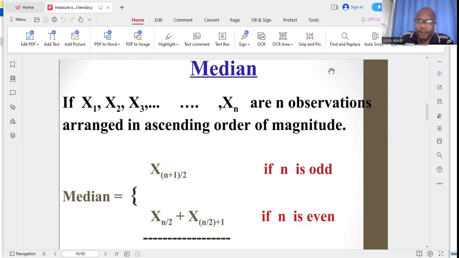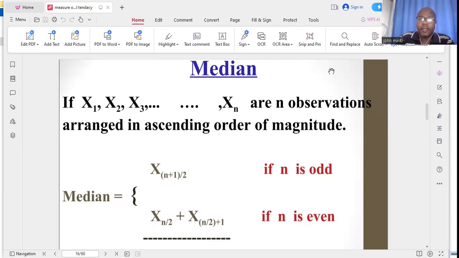Good. Now, let us have another discussion in our series of statistics about the measure of central tendency. Previously, we discussed the mean, and we saw how to calculate the mean in ungrouped data.